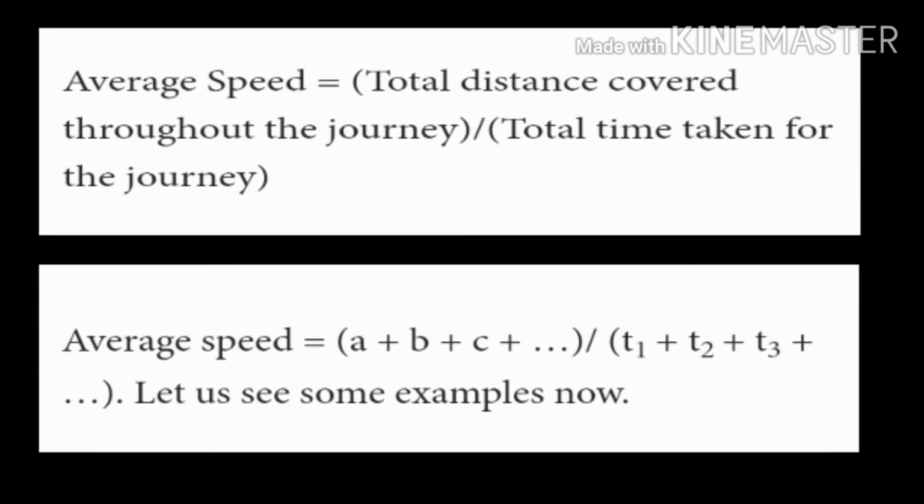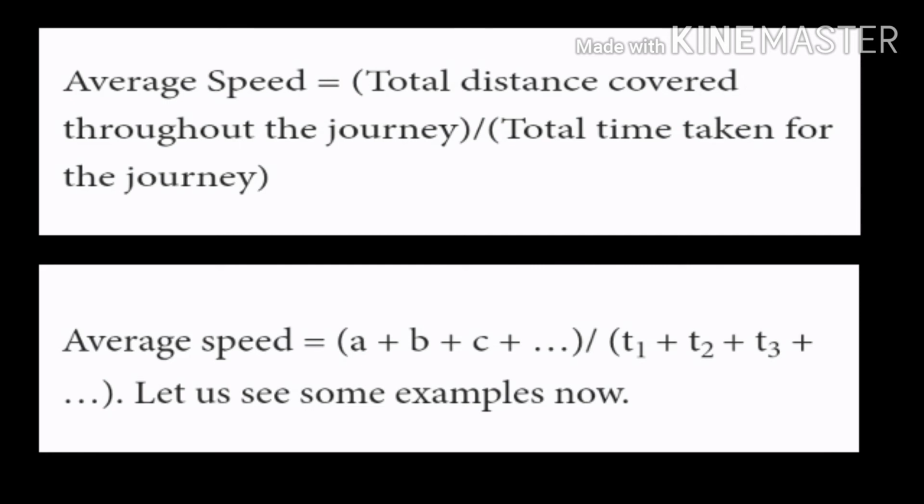Let the body cover a distance A in time t1, then a distance B in time t2, and C in time t3, and so on. Then the average speed of the body is found by the following ratio: average speed is equal to A plus B plus C and so on, upon t1 plus t2 plus t3 and so on. So this is the way we calculate average speed in such questions.